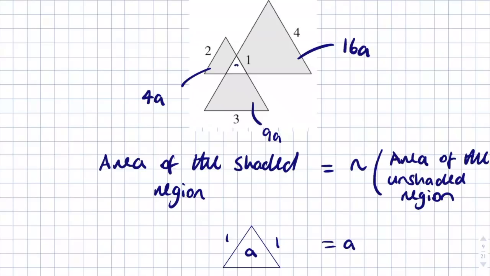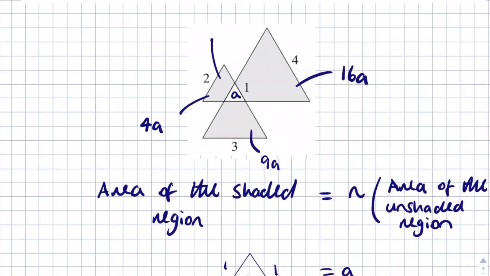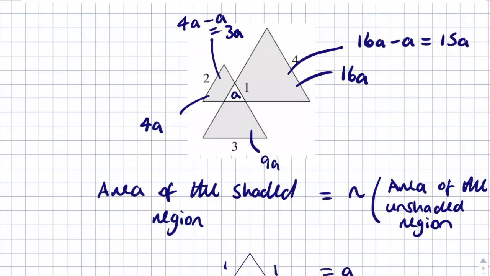And I know that this triangle, the unshaded region, has area A. You should be able to see the unshaded region represents a triangle with lengths of 1 within all three of the triangles. So the area of this shaded region is 4A minus A, which is 3A. The area of this region is 16A minus A, which is 15A. And the area of this region is 9A minus A, which is 8A.